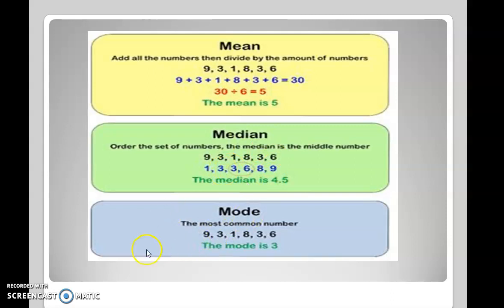Next is the mode, which is the most common number. As we see here, the most common number is 3. It appears twice, so the mode will be 3. I hope you are now aware of mean, median and mode. It is a very easy concept and generally used for statistical analysis.